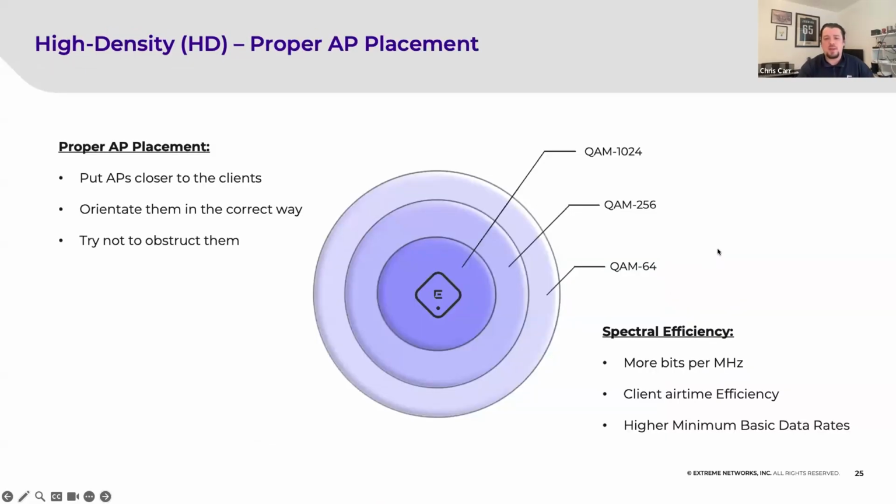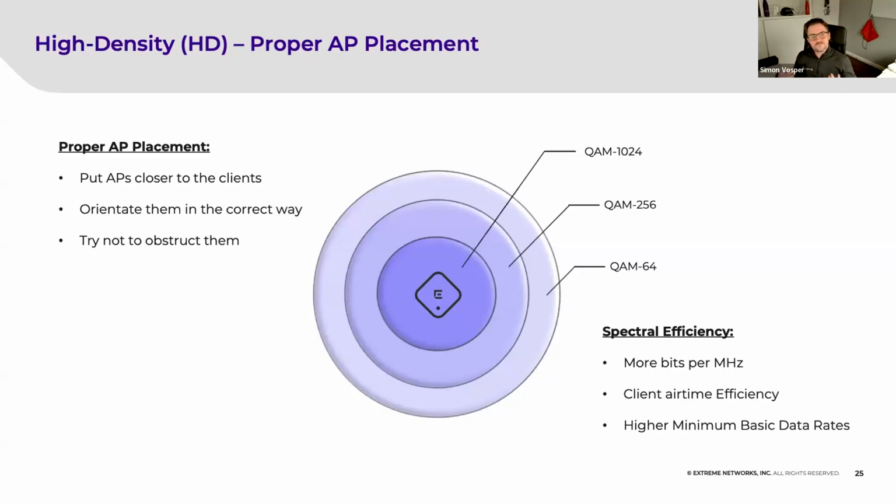We're up to proper AP placement. I think this is the final piece on our high density section. This is another one that probably plagues a lot of people designing and deploying Wi-Fi: being restricted on where they can put APs for whatever reason, because the architect doesn't want them there or because it's a listed building and things like this. So please try and do proper AP placement.